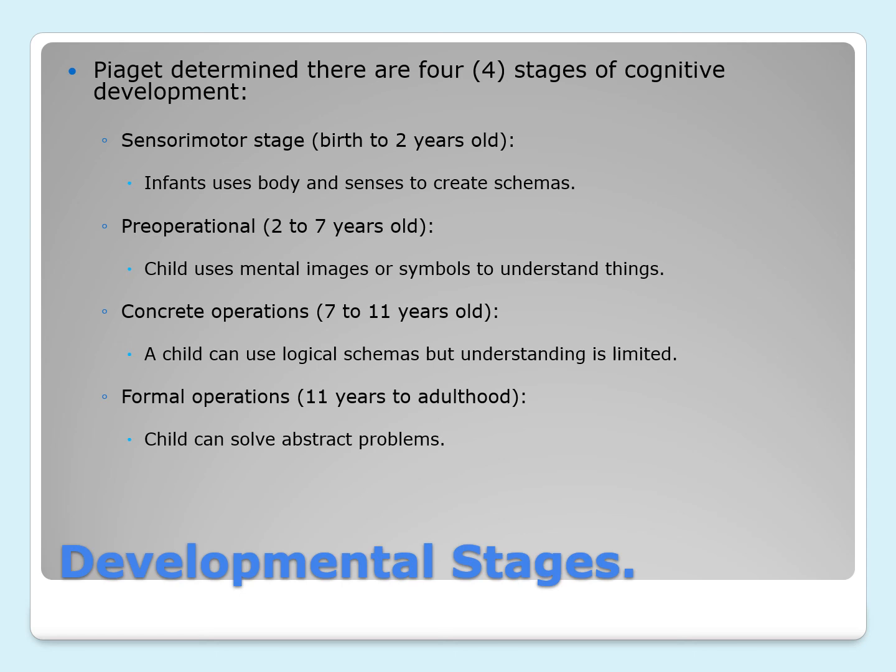And then formal operations occur from 11 years old to adulthood, and this is when a child can solve abstract problems and apply abstract solutions to real-life problems. So those are the 4 stages that Piaget came up with.